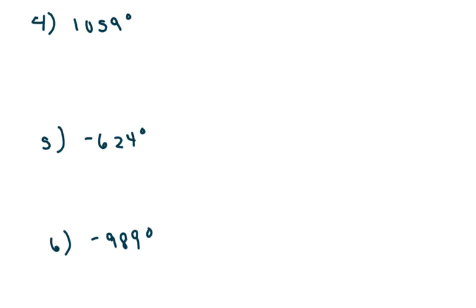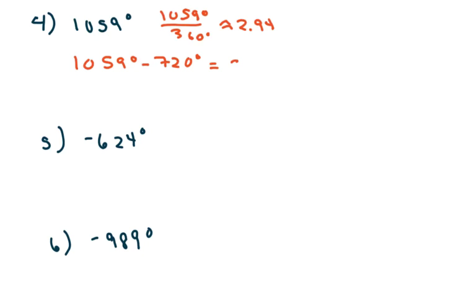This one, I'm going to subtract. If I divide this by 360, that's close to 3 rotations, but not quite. So basically, I'm going to subtract 720 degrees, and that's going to give you 339 degrees, which is in quadrant 4.